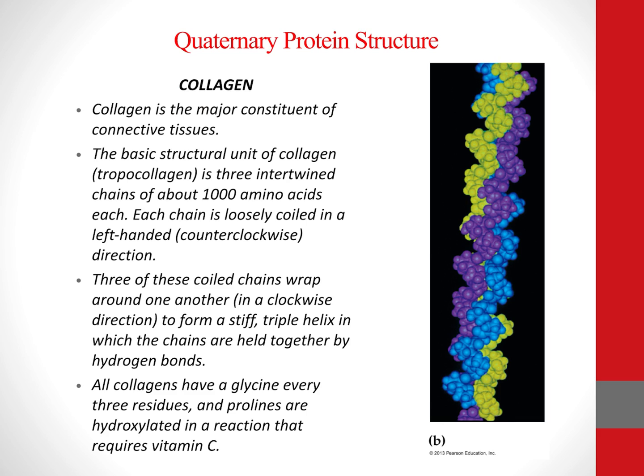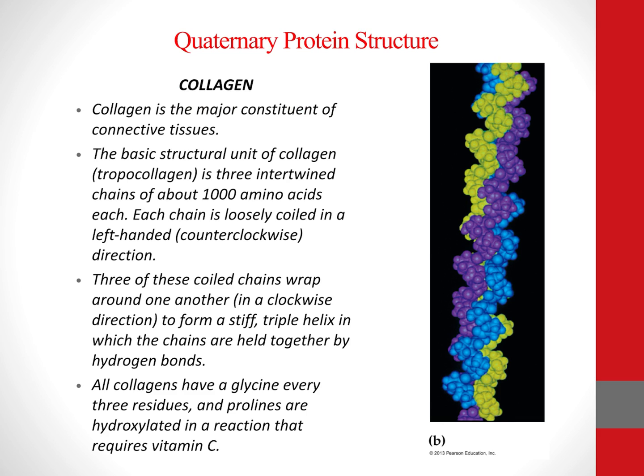Collagen is another example of a quaternary protein structure. First of all, collagen makes up about 30% of all proteins in mammals. It's fibrous, so remember that just means that it's insoluble and it's tough, and it's the major constituent of skin, tendons, bones, blood vessels, and other connective tissue.